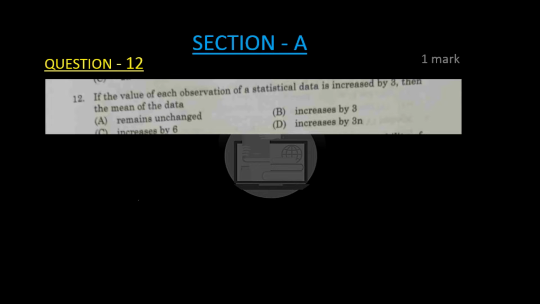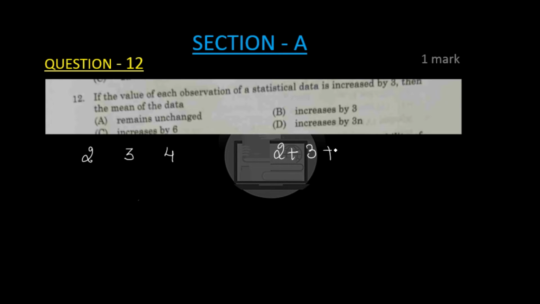If the value of each observation of a statistical data is increased by 3, then the mean of the data remains unchanged, increases by 3, or increases by 6, or increases by 3n. Let us try to solve this question by taking an example. Let the three numbers whose mean you are trying to find out be 2, 3 and 4.